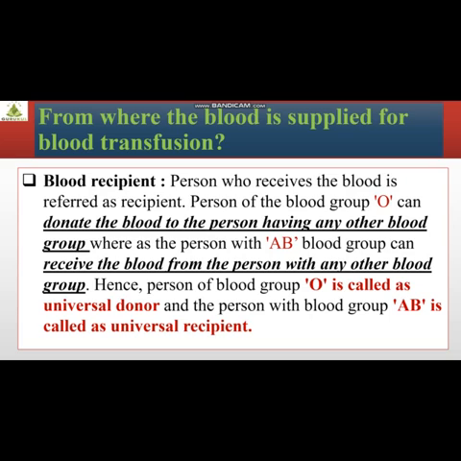Hence, can we conclude something from this? Students, a person of blood group O is called a universal donor, correct? And a person with blood group AB is called a universal recipient. It is going to accept blood from different blood groups. Understood these two terms, universal donor and universal recipient? So this was interesting, right?